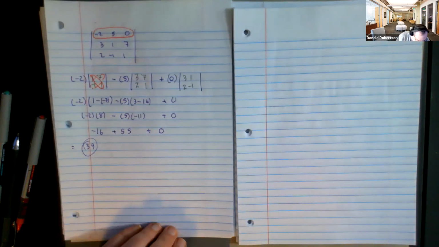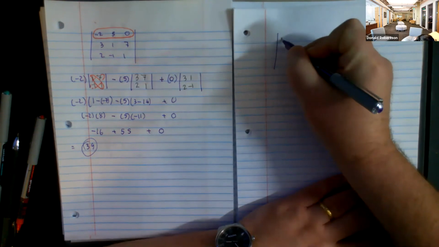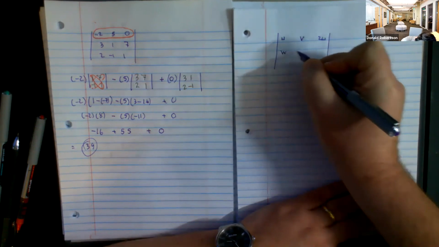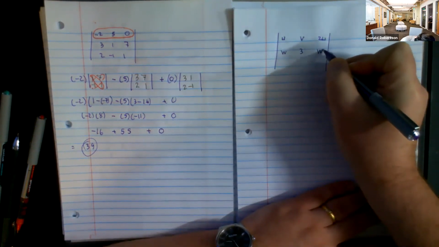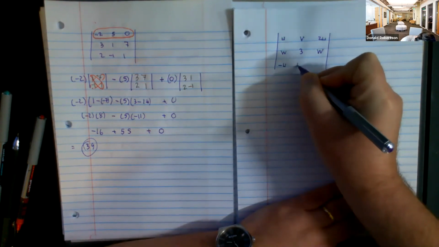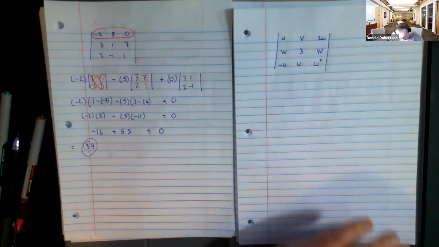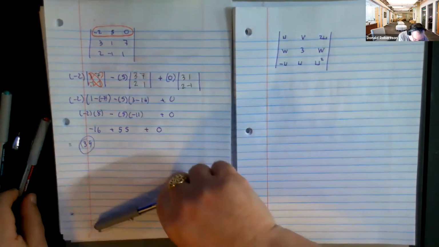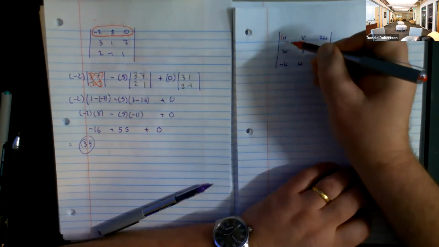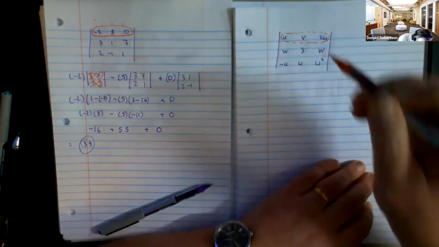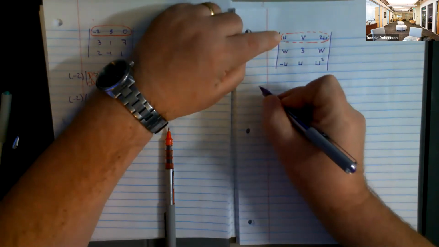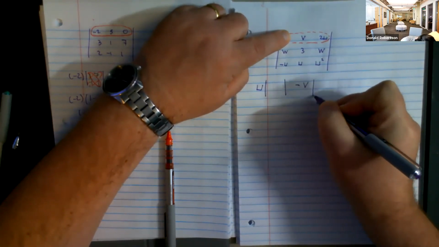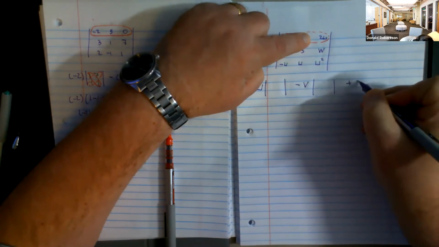So let's do one with variables in it. Let's suppose this is U, V, 2U, W, 3W, minus U, U squared. Now, the process is going to be the same. The difference here is that there are variables involved, not numbers. So that's the key, this first one. It's U times some 2 by 2, take away the second one, and add the third one.